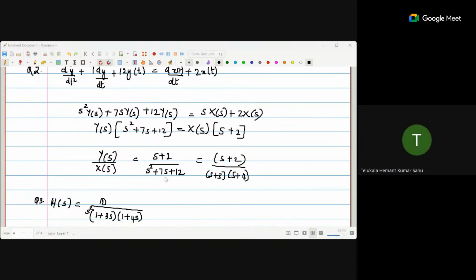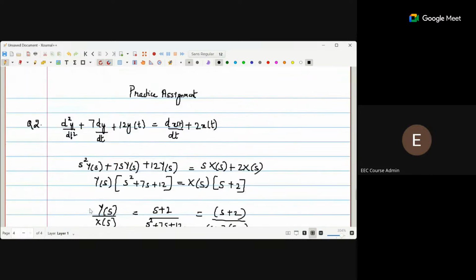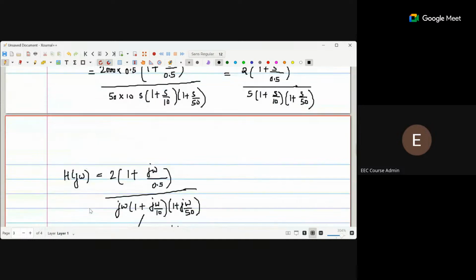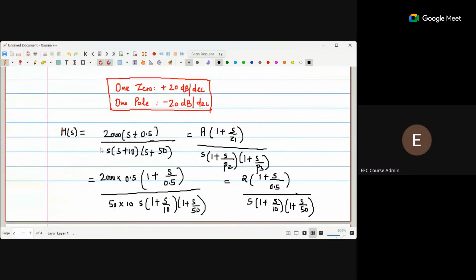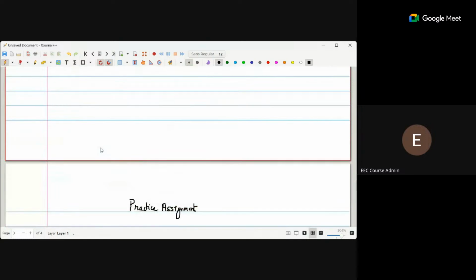Ma'am, 2 poles at origin, ma'am. So here the given transfer function is h of s equal to 10 by s square into 1 plus 3s into 1 plus 4s. So you will have 2 poles at origin because it is s square, correct? This term s square in the denominator equated to 0, you will have 2 poles at origin. Earlier, in the example that we had taken, it was simply s, so you had only one pole at origin. Here it is s square. So you have two poles at origin, multiple poles at origin.